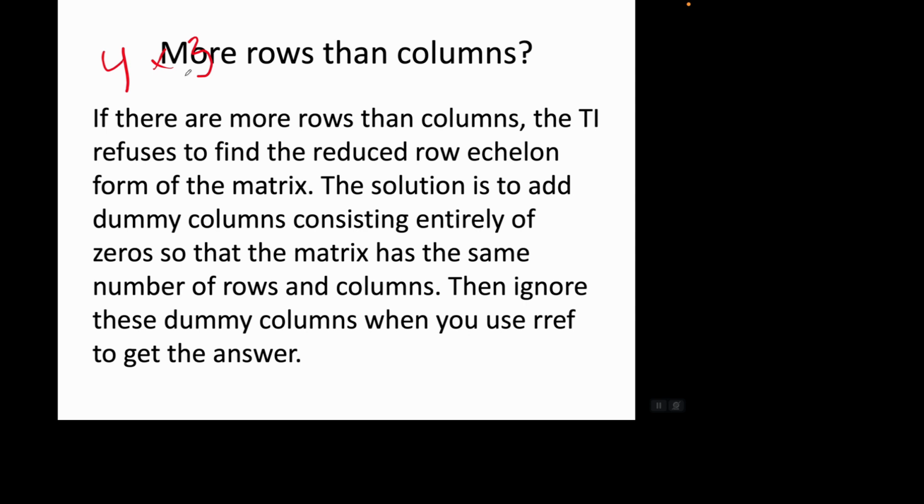The solution is to add dummy columns consisting entirely of zeros so that the matrix has the same number of rows and columns. Then ignore the dummy columns when you use ref to get the answer. So in other words, you would just make a 4 by 4 matrix instead of a 4 by 3, and that last column is just going to be zeros.